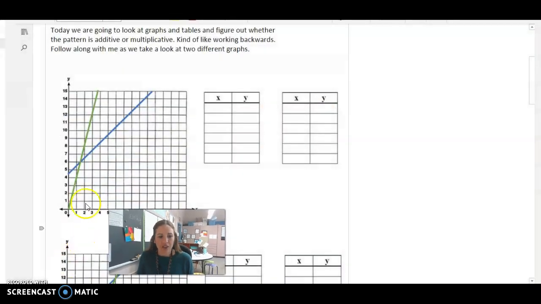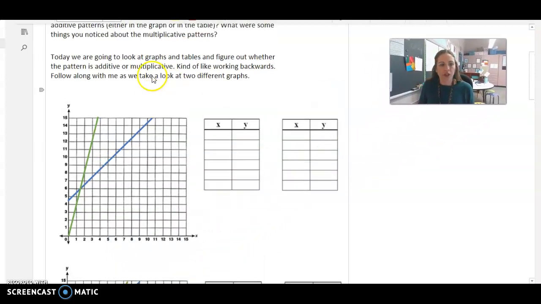Well, today we are taking a look at additive and multiplicative patterns again. But we're working a little backwards from yesterday. So let's think about what we did yesterday. I'm going to move my little photo over here.